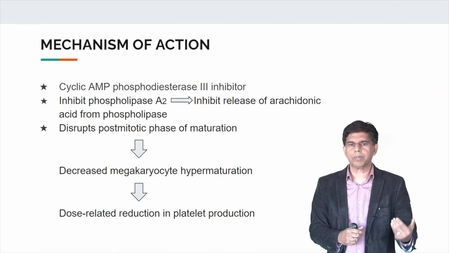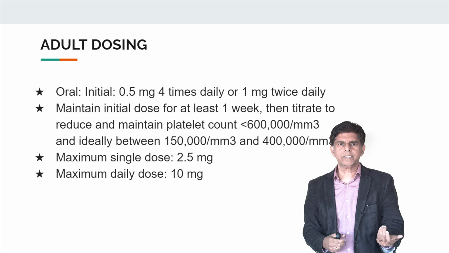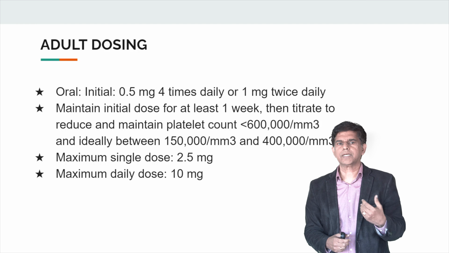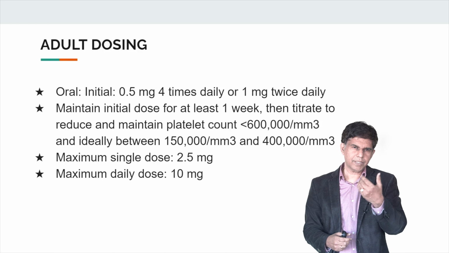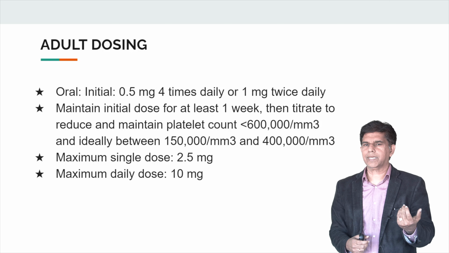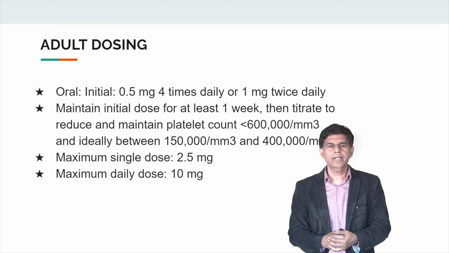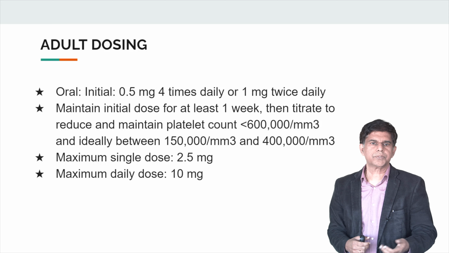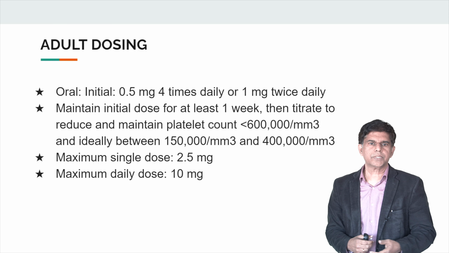Let's look at the dose. The initial dose is 0.5 milligram 4 times daily, or 1 milligram twice daily, and you maintain the initial dose for at least 1 week and then titrate, depending upon the platelet count, to maintain the platelet count less than 600,000, okay? And you keep the platelets ideally between 150,000 and 400,000. Maximum single dose is 2.5 milligram, maximum daily dose is 10 milligram.